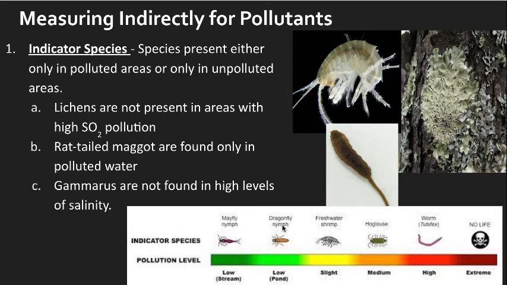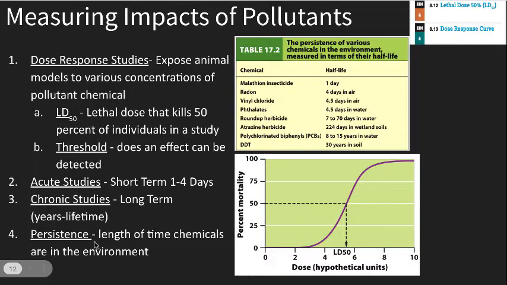Rat-tailed maggots are only found in polluted water, so we tend to see our pollution level indicated by these worms and maggots. When we talk about our macroinvertebrate studies, we really don't see them in high-quality water, so we have an idea about what's happening in the water supply if we see a lot of rat-tailed maggots. Gammarus are not found in high levels of salinity, so if we have really salty water that's supposed to be fresh, we would be missing this organism completely.